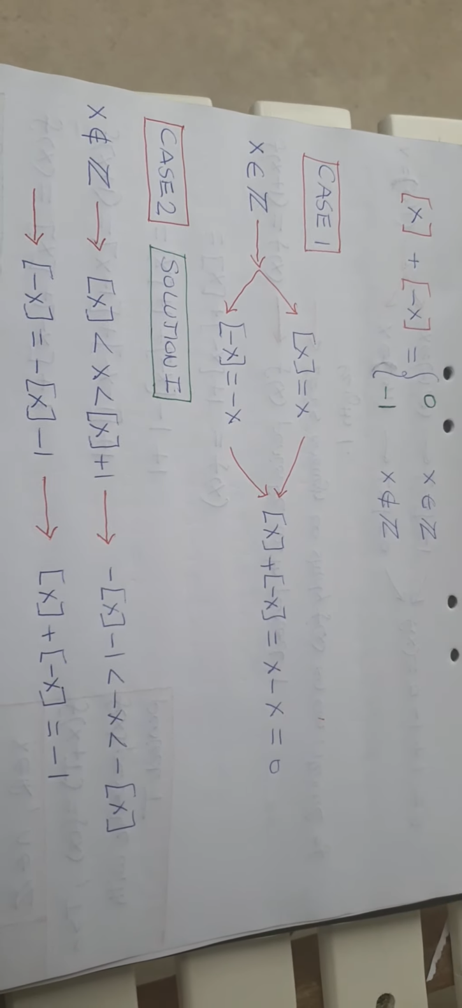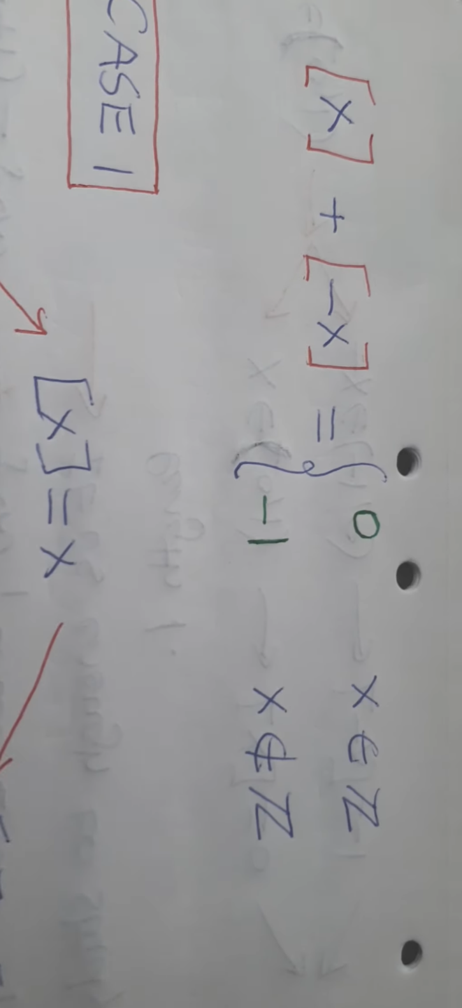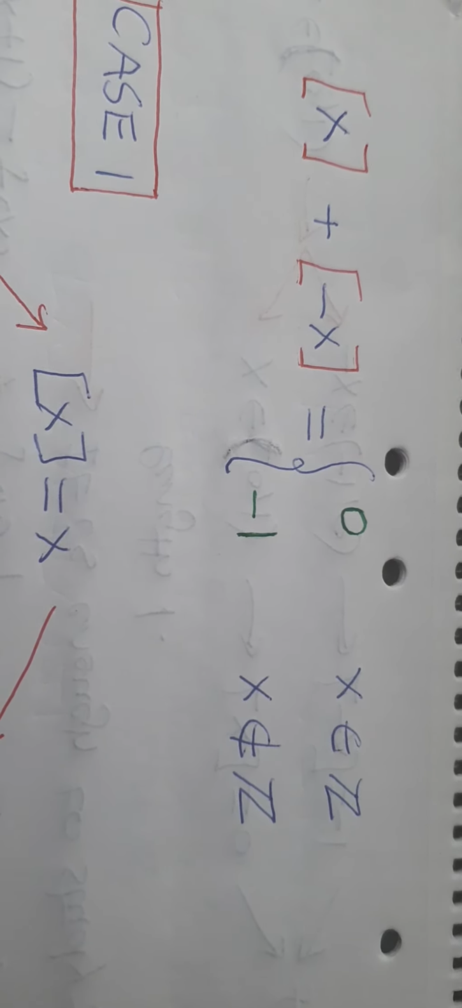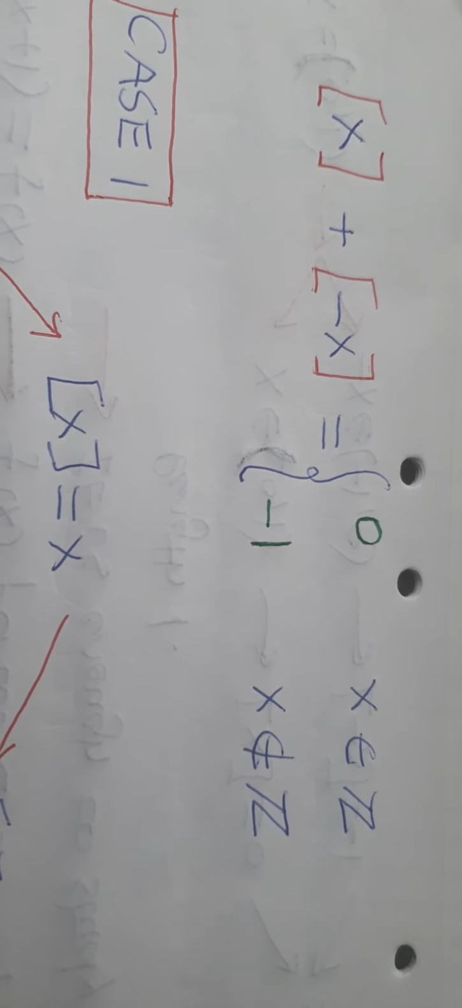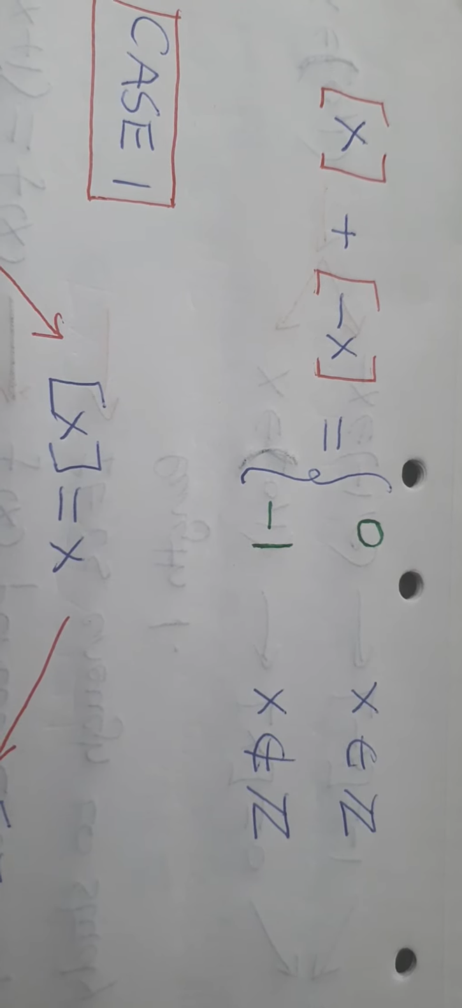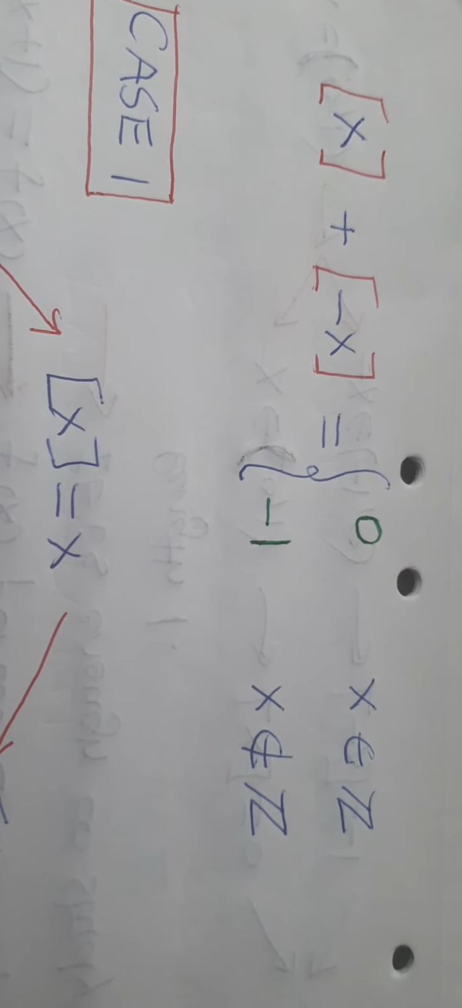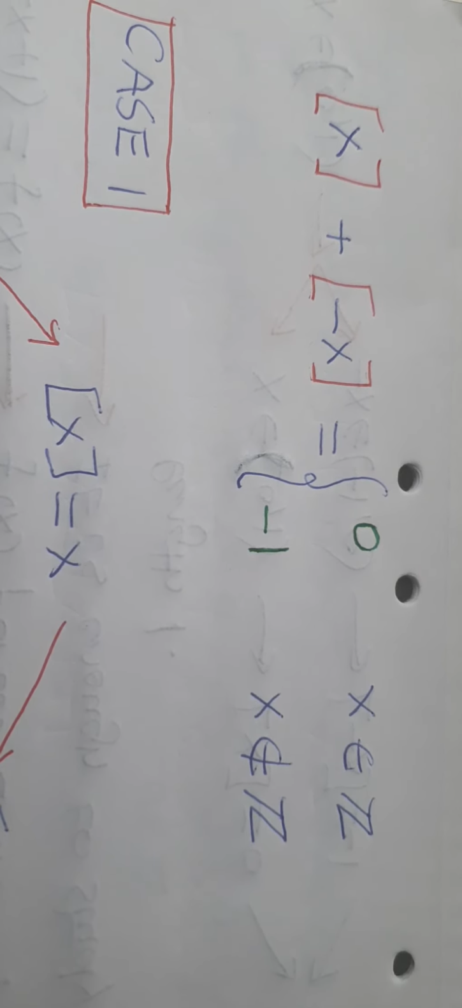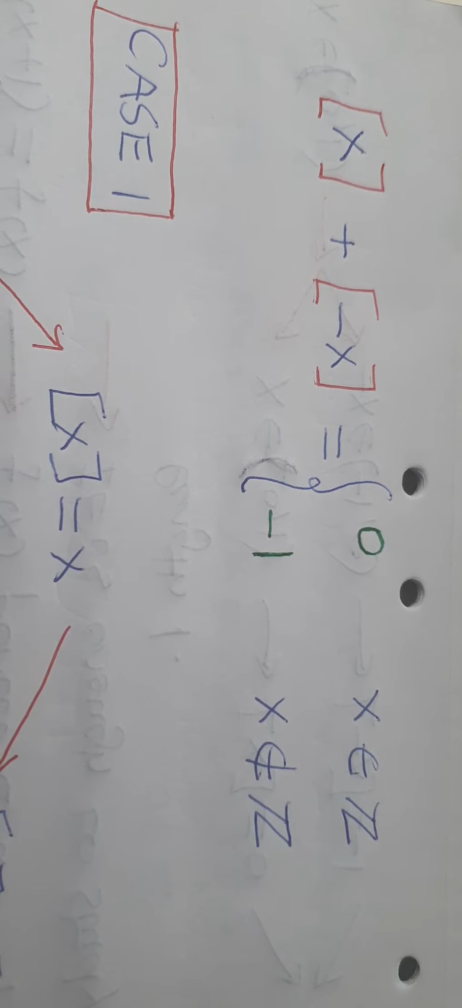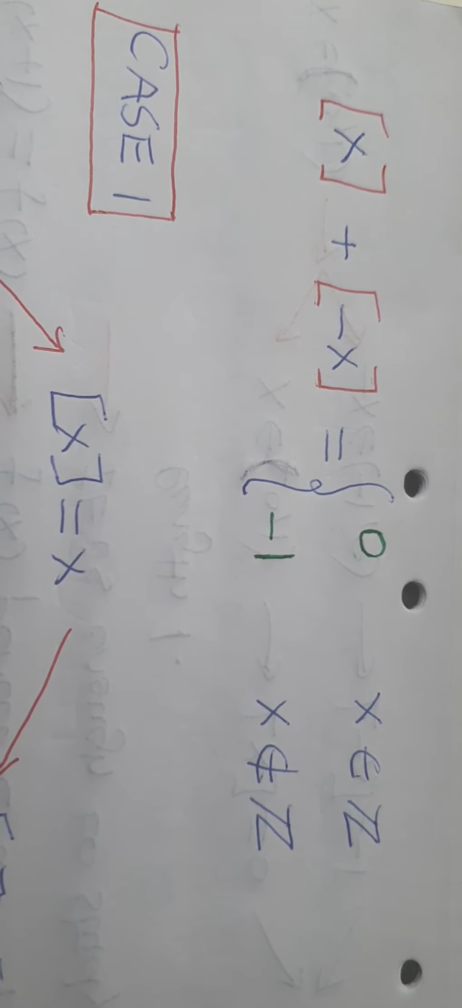So, in this video, we will try to prove that the integer part of x plus the integer part of minus x is equal to 0 if x is an integer and is equal to minus 1 if x is not an integer. Alright, so as we can see we have two cases. The first one is when x is an integer and the second one when x is not an integer.